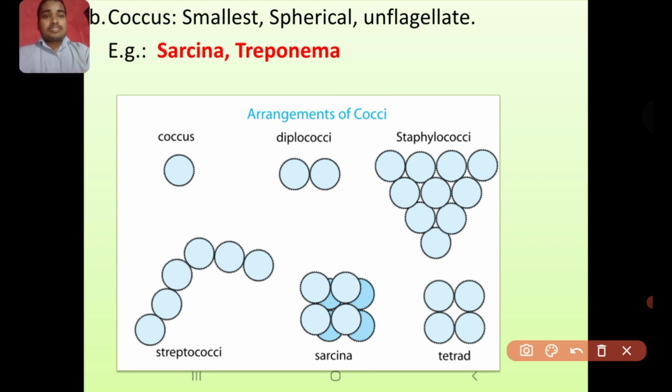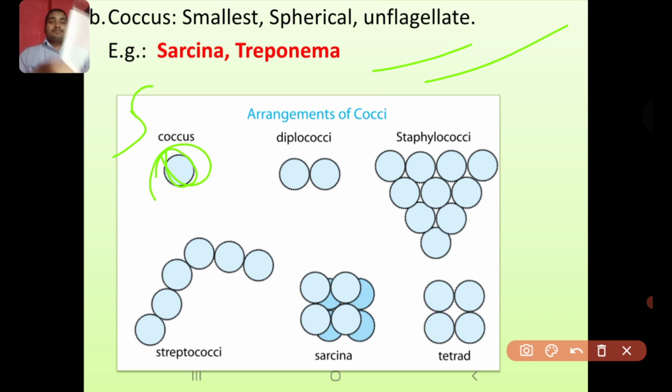Okay, Coccus by the name means spherical. Mind it, spherical. Spherical and spiral, we will discuss that later too. Coccus means spherical. Have you seen a cricket ball, a tennis ball? Similar to that. It is Coccus.